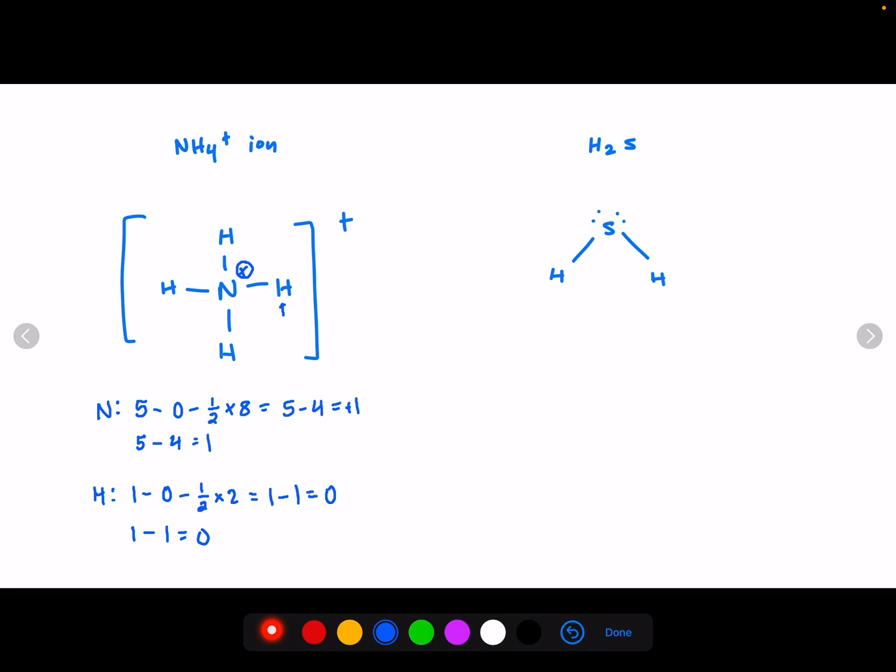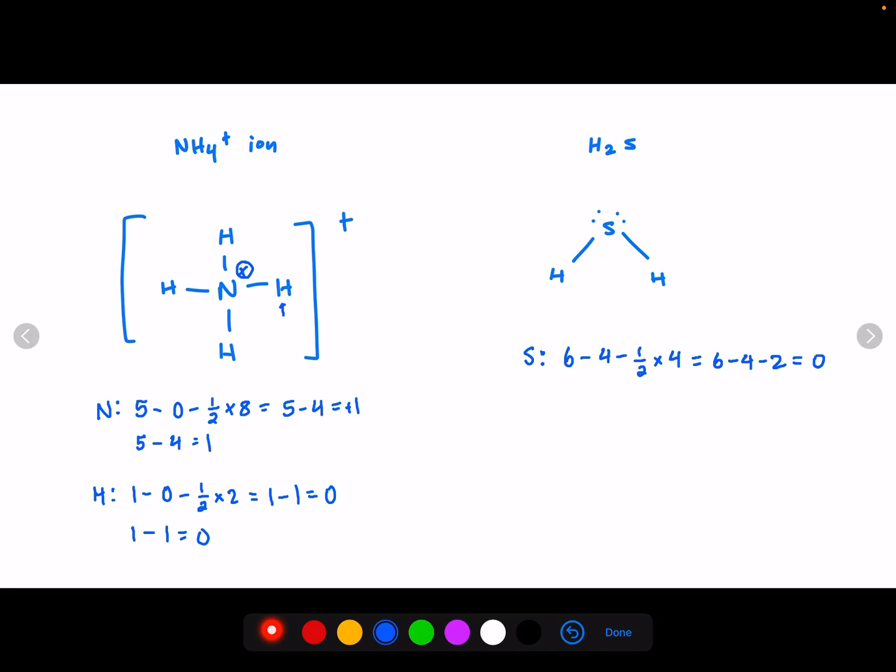Now we can do the same with H2S over here. So starting with the sulfur, sulfur has 6 valence electrons, and it has 4 non-binding electrons. It has 2 lone pairs, and each lone pair has 2 electrons, so there are 4 non-binding electrons. And sulfur has 2 bonds, and each bond is with 2 electrons, so that's going to be another 4 binding electrons. So this is 6 minus 4 minus 2, which is 0.